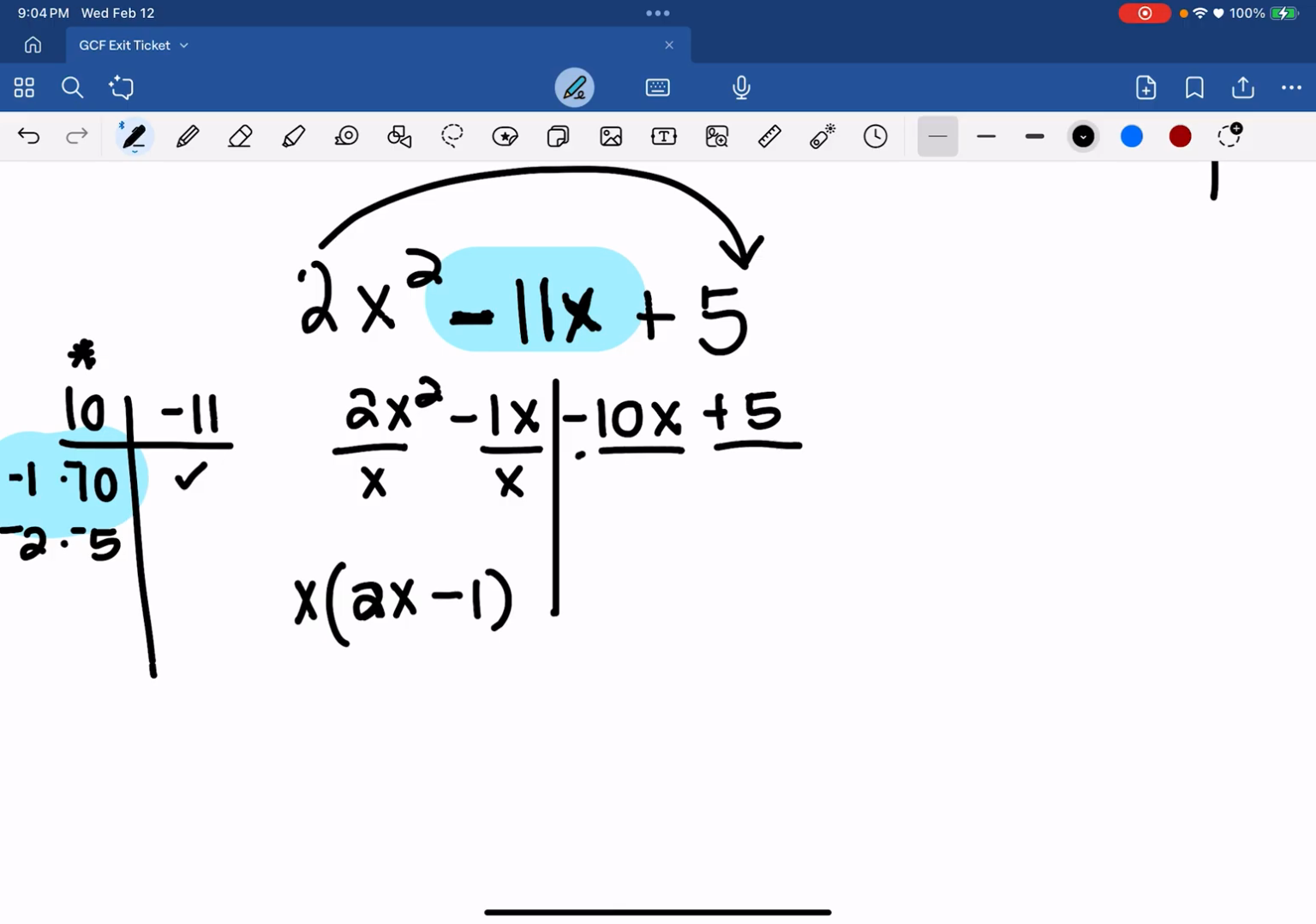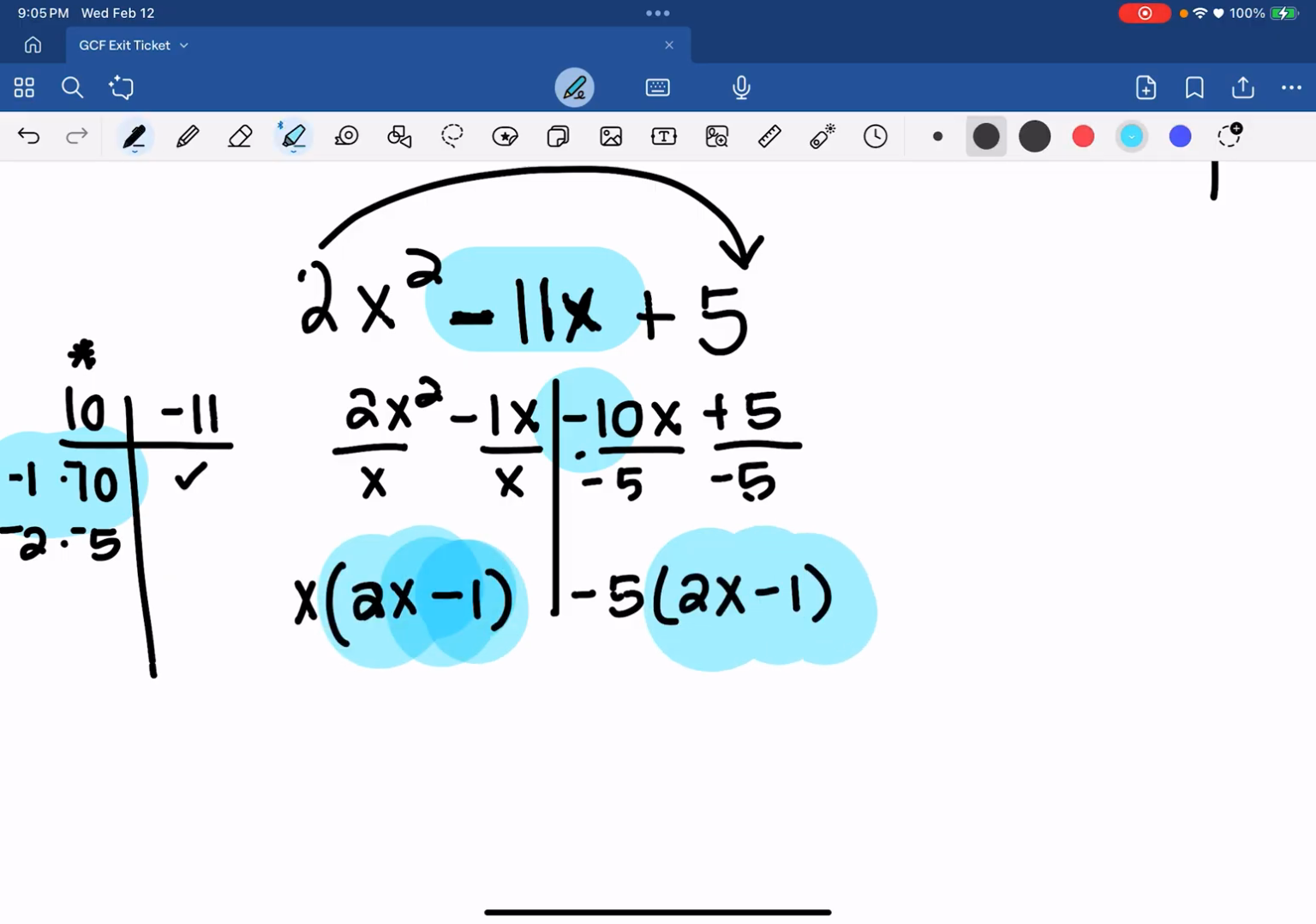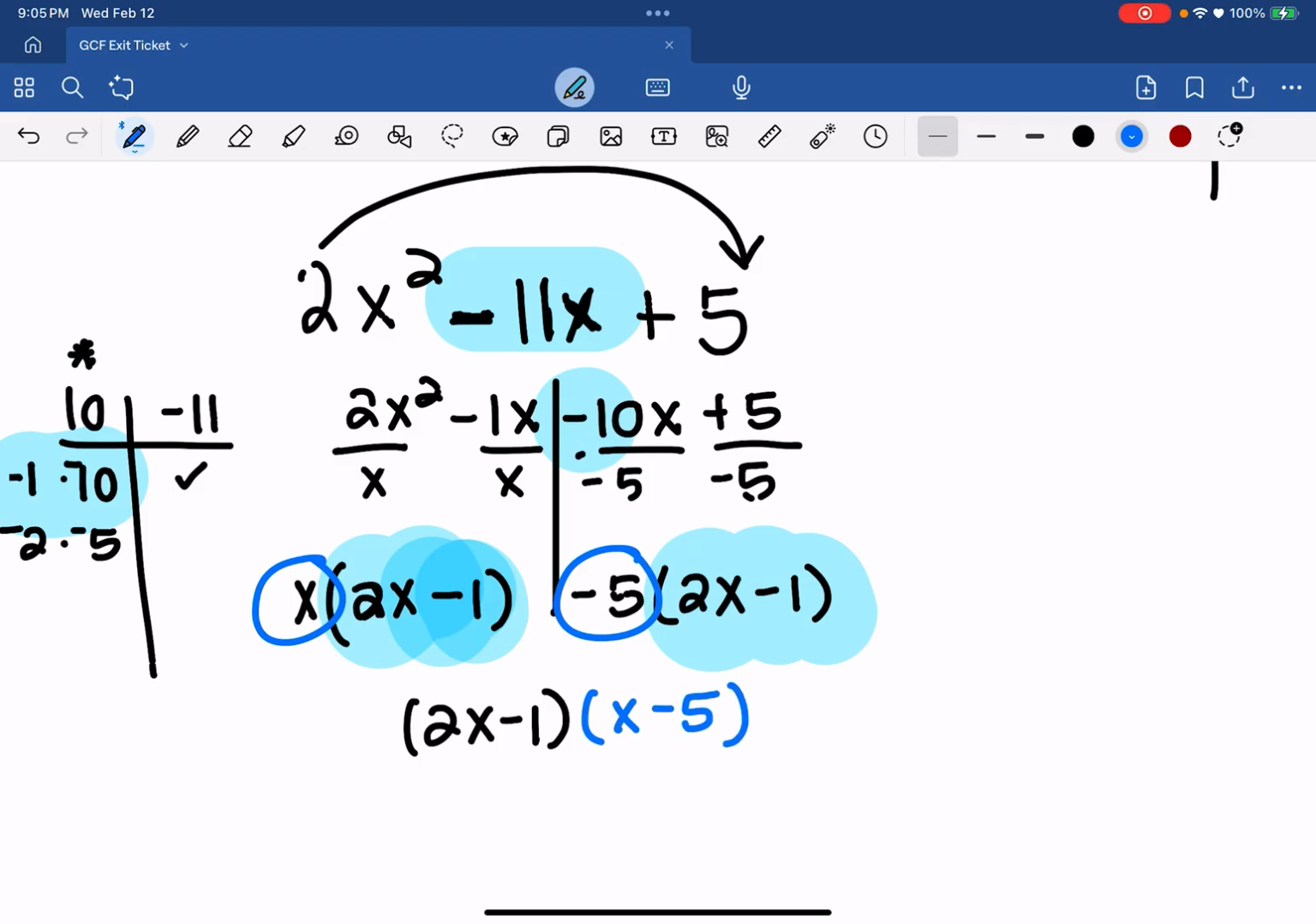The greatest common factor between negative 10 and 5 is negative 5. This is what I was talking about. When this first term is negative, your GCF also needs to be negative. So negative 10 divided by negative 5 is a positive 2x, and then 5 divided by negative 5 is a negative 1. They have 2x minus 1 in common, so I'm going to factor that out. And then what we have left is x minus 5. And that's your answer.